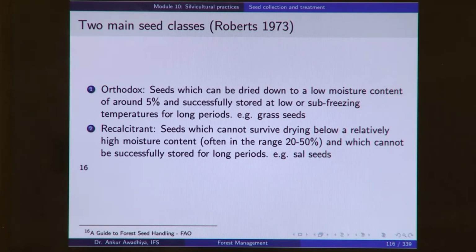And during storage, we classify seeds into two categories: orthodox and recalcitrant. Orthodox seeds are those that can be dried down to a low moisture content of around 5% and successfully stored at low or sub-freezing temperatures for very long periods, such as grass seeds. Whereas recalcitrant seeds are those that cannot survive drying below a relatively high moisture content, often in the range of 20 to 50%, and which cannot be successfully stored for long periods, for example sal seeds. So, it is difficult to store the recalcitrant seeds, and it is easy to store the orthodox seeds after drying.